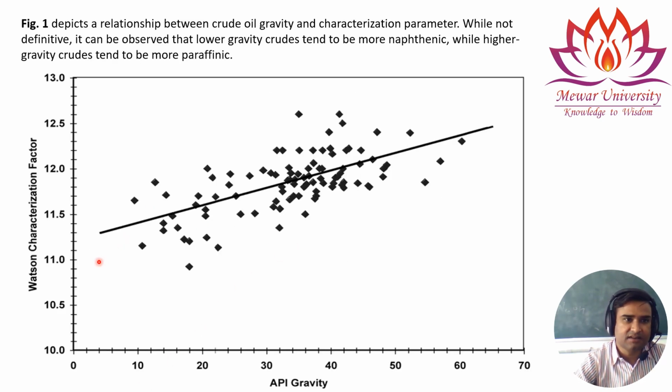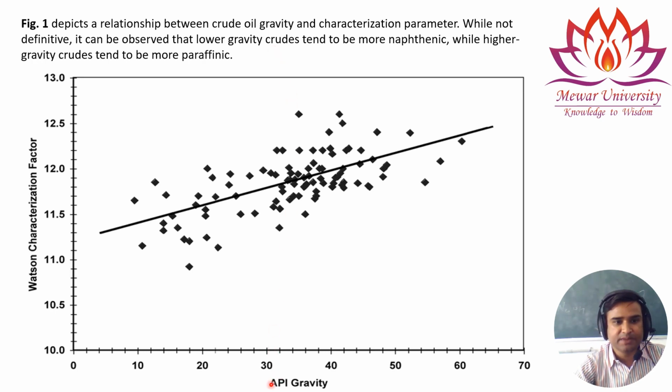This is another characterization of the crude oil, depicting a relationship between crude oil gravity and characterization parameter. While not definitive, it can be observed that lower gravity crude tends to be more naphthenic, while lighter gravity crude tends to be more paraffinic. If the API gravity is low, then the lower gravity crude tends to be more naphthenic. So this is naphthenic crude, and if higher gravity, that is paraffinic crude, meaning a greater amount of paraffin composition is present in the crude oil.